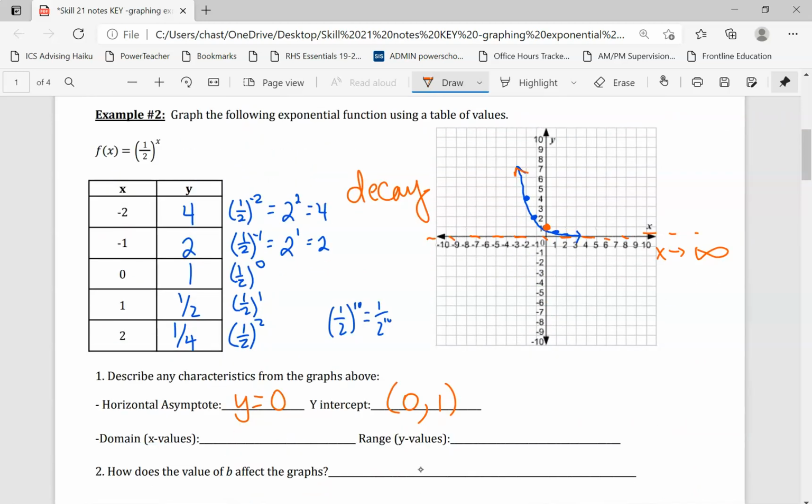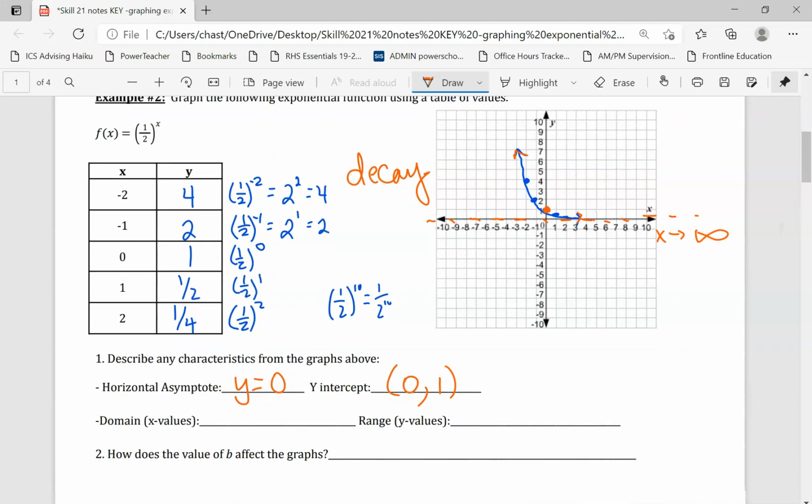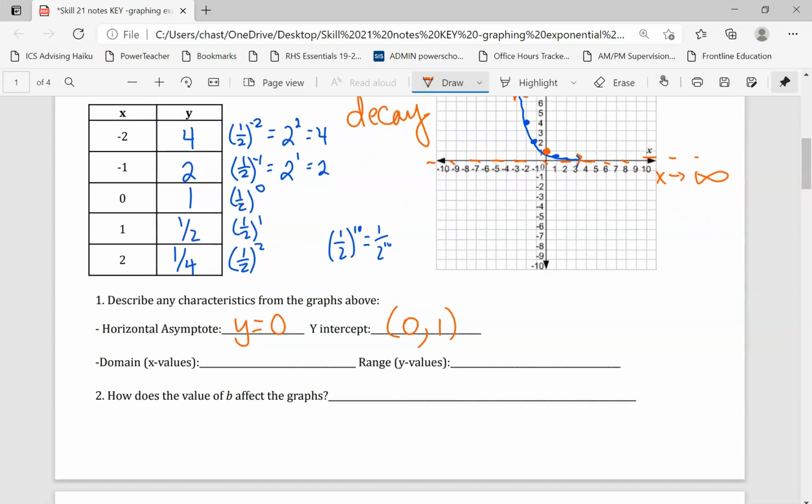Same thing on this one. What that means is that any x value that you plug into the function is valid. So we would say that the domain is all real numbers.